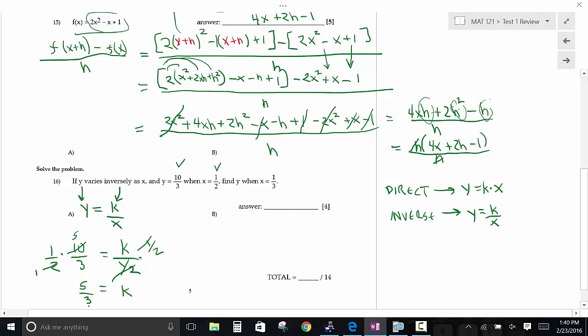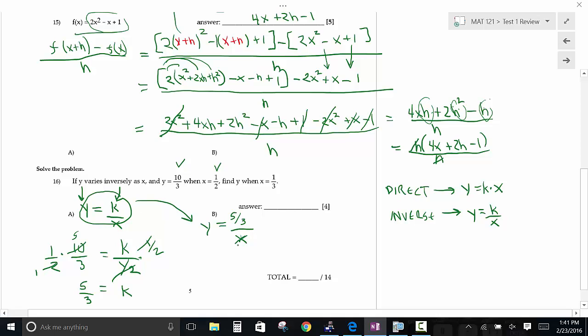Now what we do is we go back to this equation. So that's going to be Y equals K over X. But now just put in for K, put in the 5/3.